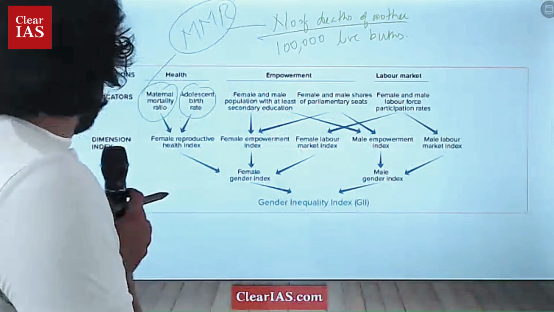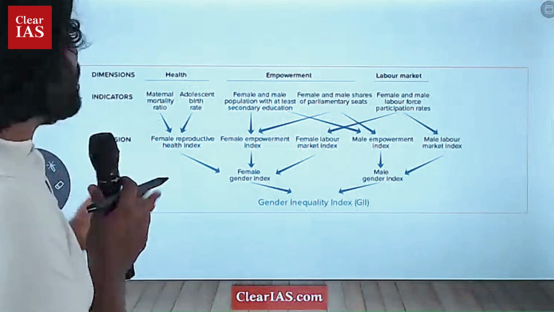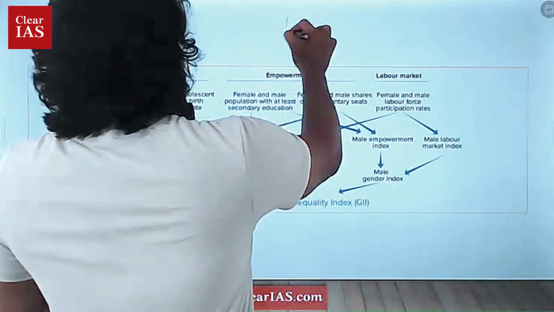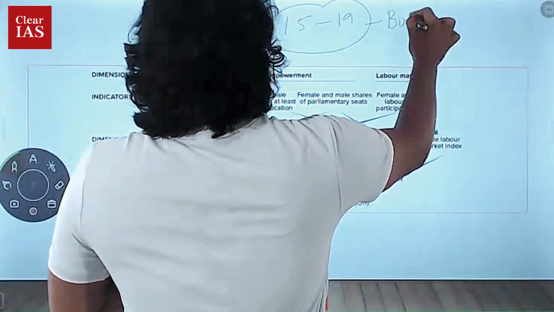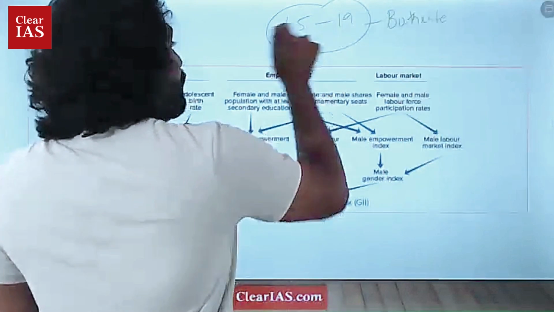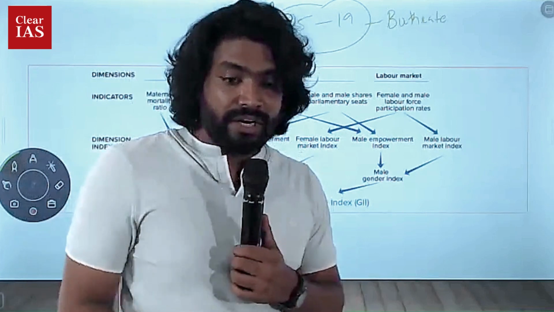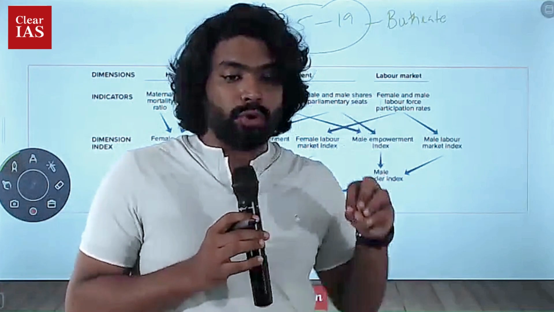Then adolescent birth rate. What is the birth rate among adolescent women, 15 to 19 years of age? What is the birth rate of children from women of 15 to 19 years of age? That is adolescent age, which means early childbearing age. That should actually be low.